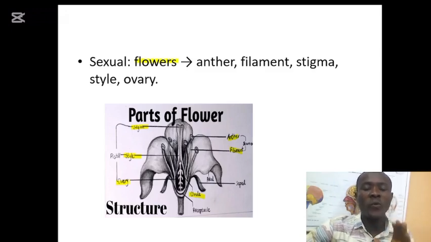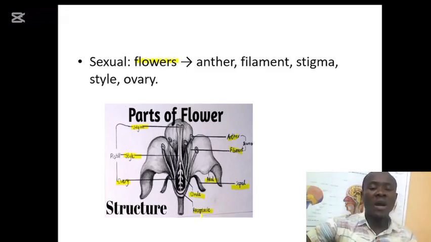Those parts which are involved in the process of reproduction are called the essential parts. That means the anther, the filament, the stigma, the style, and the ovary. Collectively, they are called the essential parts of a flower. And we have the other parts like the petal, the sepal, and the receptacle, which are not involved in reproduction directly. They are referred to as non-essential parts.